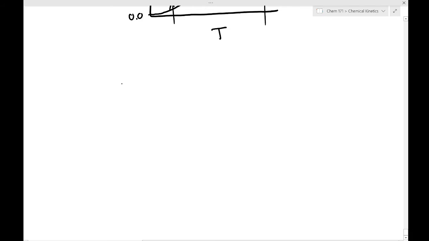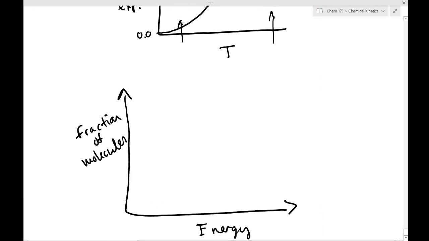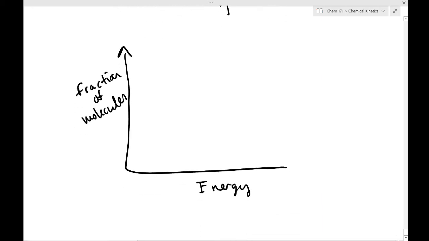Now, let's look at the thermal energy distribution, basically the energy of all of the molecules in the system. Wow, that's a really bad graph. I'm just going to start over. On the x-axis, I'm going to write the fraction of molecules. And on this axis, I'm going to write the energy. Let's actually extend this a little bit.